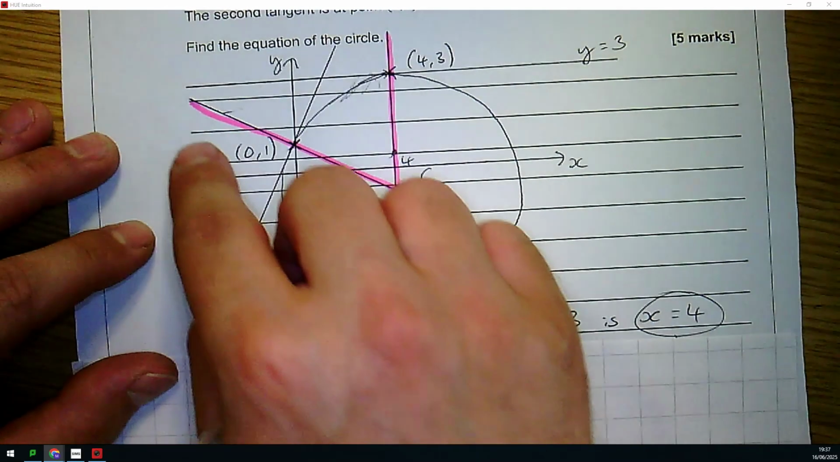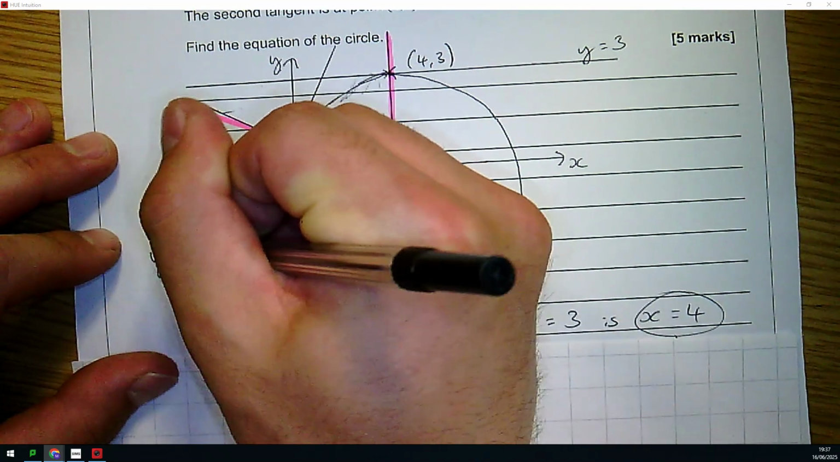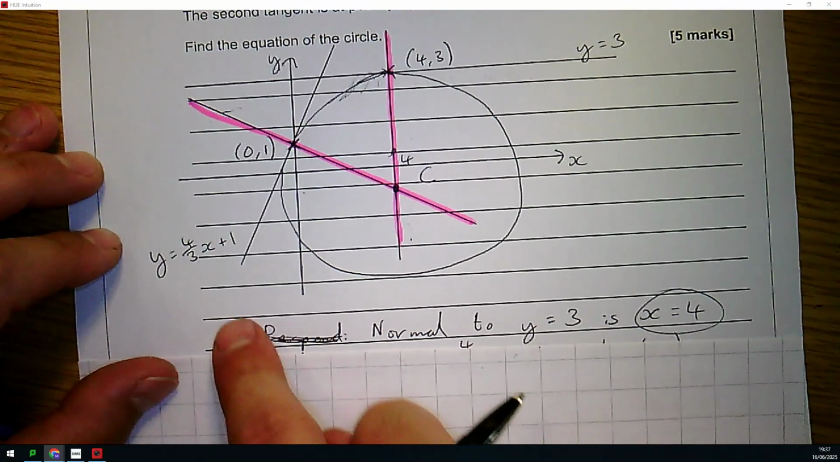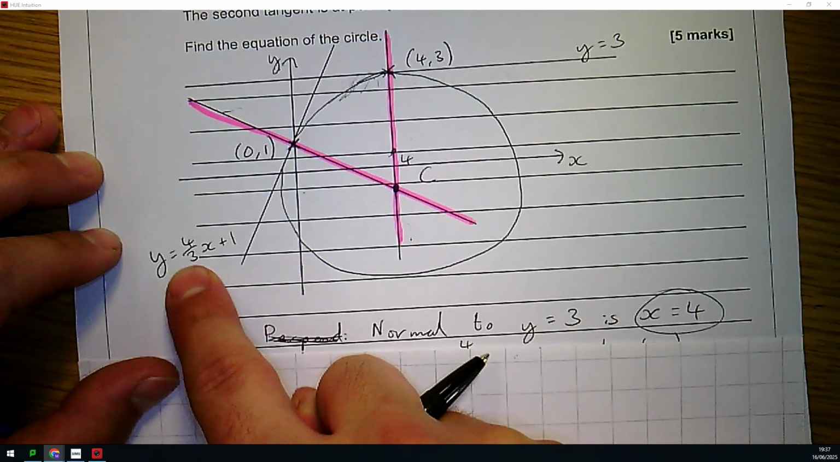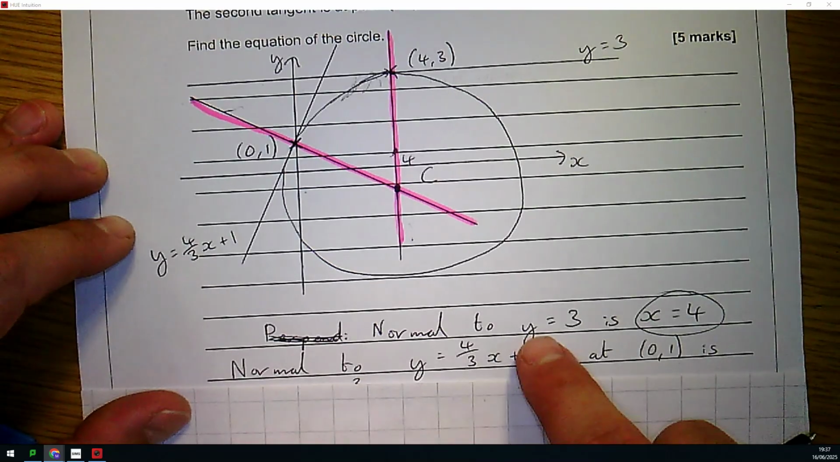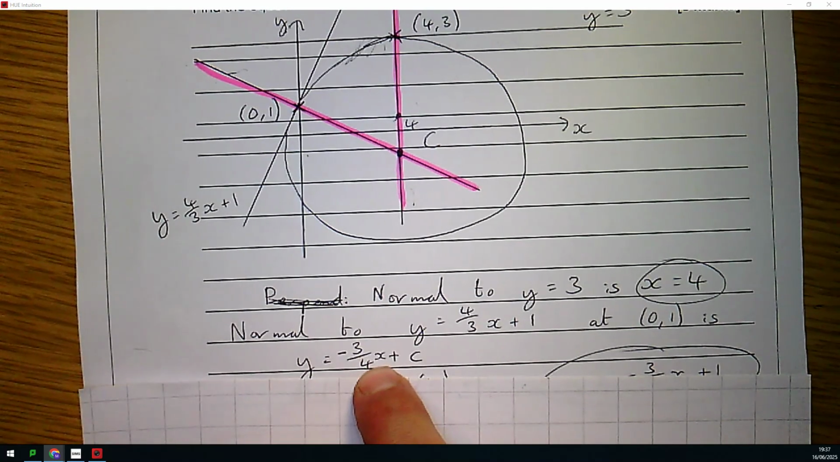Then we want the normal to this here. The equation for the tangent was y is equal to 4/3 x plus 1. The normal will have a negative reciprocal gradient, so we flip the fraction over and apply the negative symbol. That's going to be y is equal to negative 3/4 x plus c. But we don't actually know what c is.